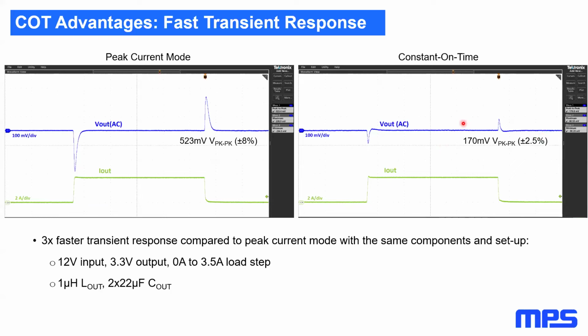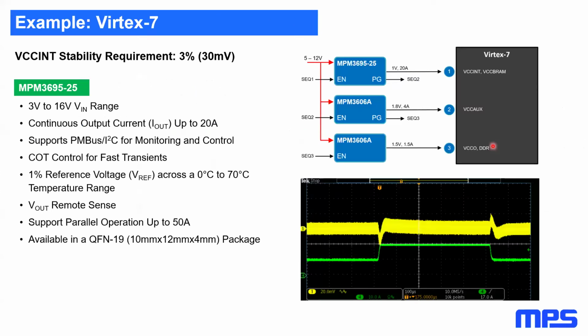2.5%. This value is pretty important because when working with FPGAs, very often there are very strict stability requirements, especially in core power rails. So for example, this is from our reference design. I'll talk more about reference designs later on in the presentation. But for example, the core power rail here is a 1 volt 20 amp rail.